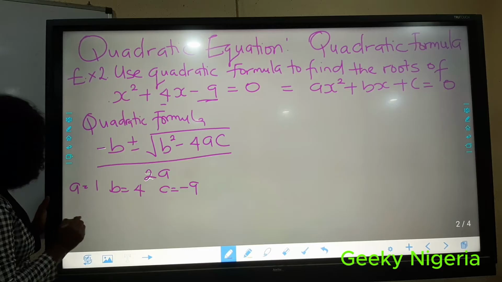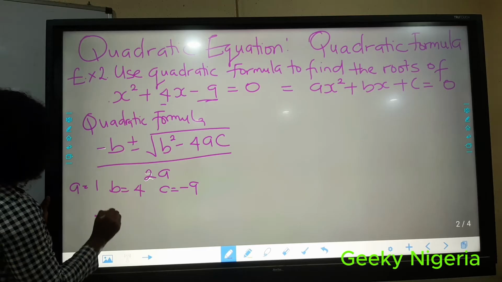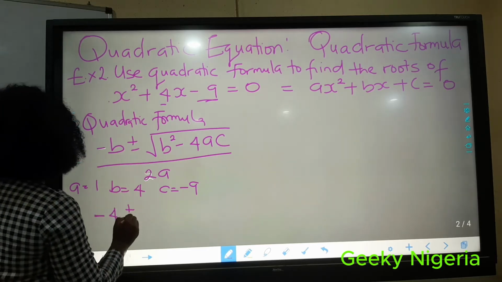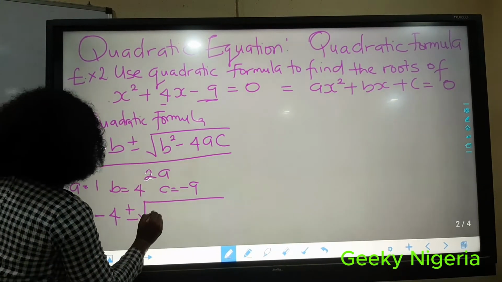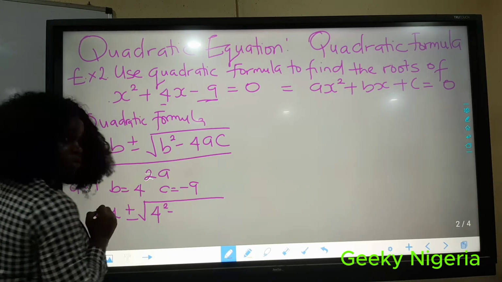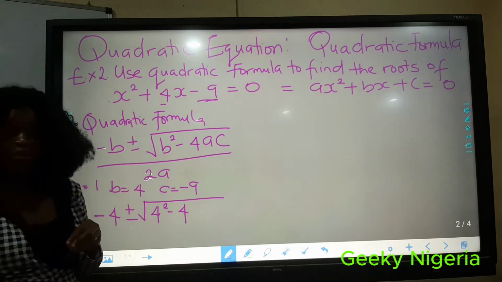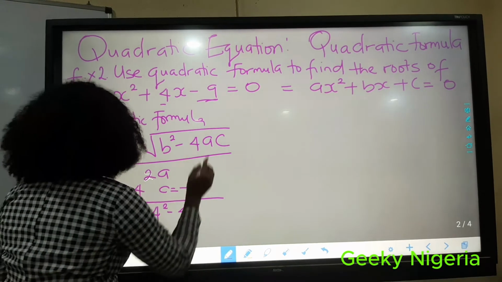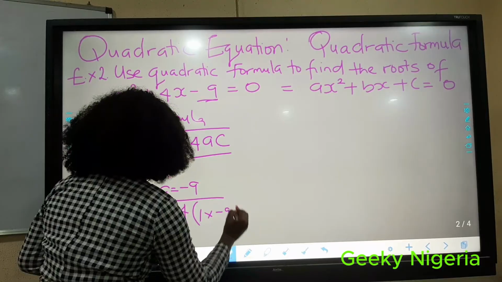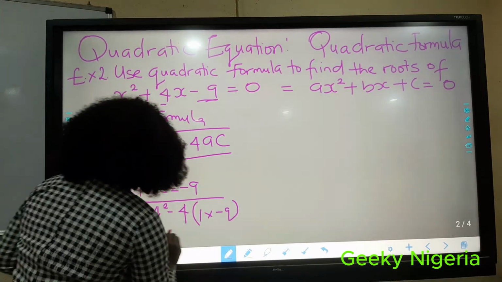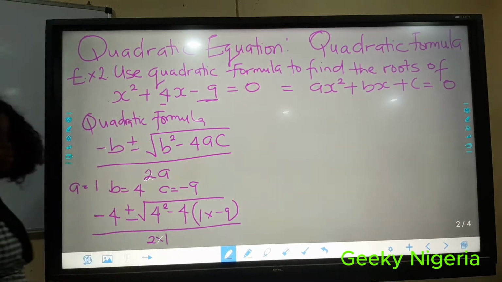Good. So now we substitute it into the general equation. So our quadratic formula goes like this. We have minus B, which is 4, plus or minus the square root of B squared, 4 squared, minus 4. I always advise that it's better you put A and C into brackets just in case you have some negative and positive signs. 4 open brackets, A is 1 times C is minus 9. All over, this all over is covering everything, 2 times 1, your A is 1.